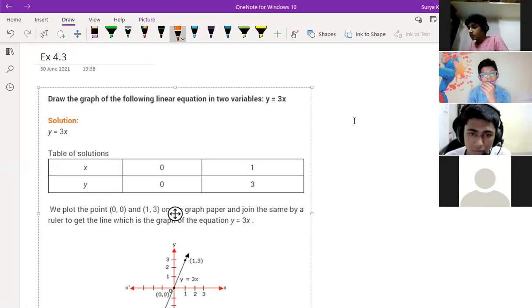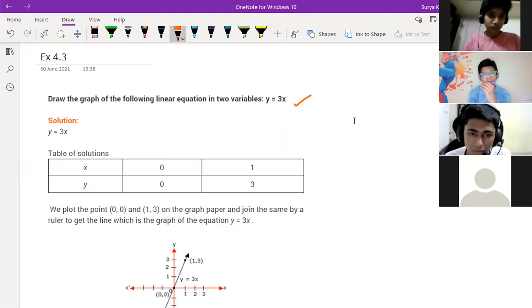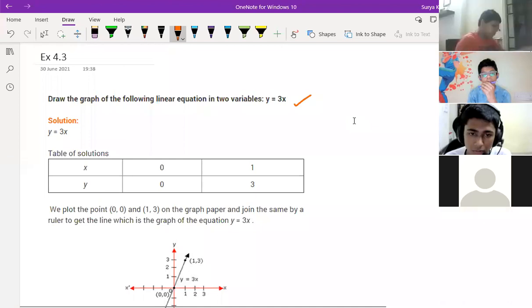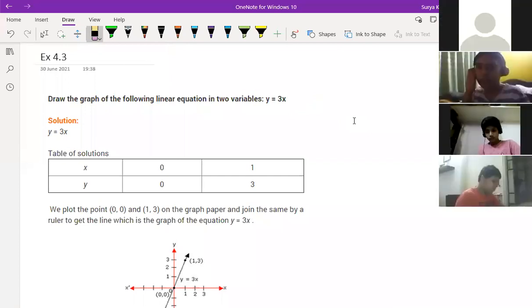See, they will ask to draw the graph only, which means you should draw a line. Without 2 points, you can't make a line. If 2 coordinates are given to you, then only you can draw the graph. Otherwise, what will you do with 1 point? It is of no use in the graph.